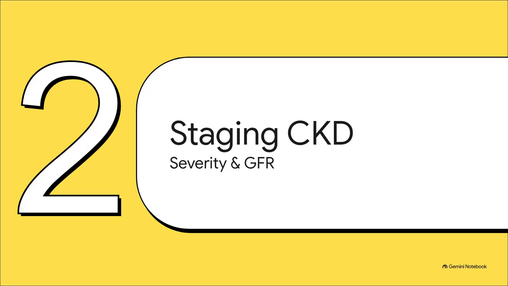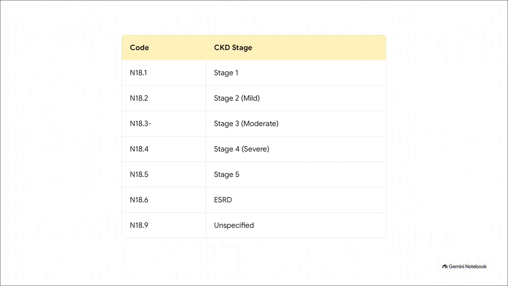Moving on to Section 2, Staging Chronic Kidney Disease. Now let's zoom in on the kidneys and see how the guidelines meticulously categorize chronic kidney disease, or CKD. As you can see, the ICD-10-CM strictly classifies these conditions based on clinical severity, which is directly tied to the patient's GFR, or glomerular filtration rate. The codes move sequentially from N18.1 for Stage 1, steadily dropping down the GFR scale to N18.5 for Stage 5, and then culminating at N18.6 for end-stage renal disease. Notice how Stage 3 is actually broken down even further into 3A and 3B in the N18.3 subcategory.